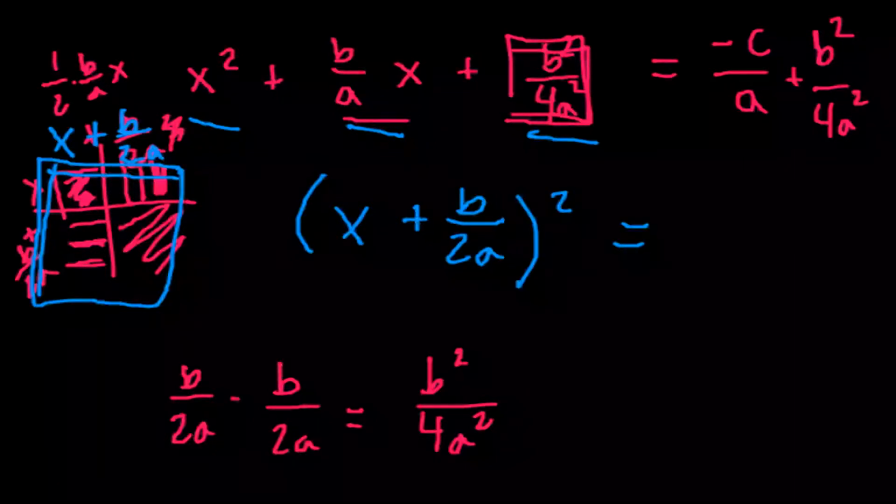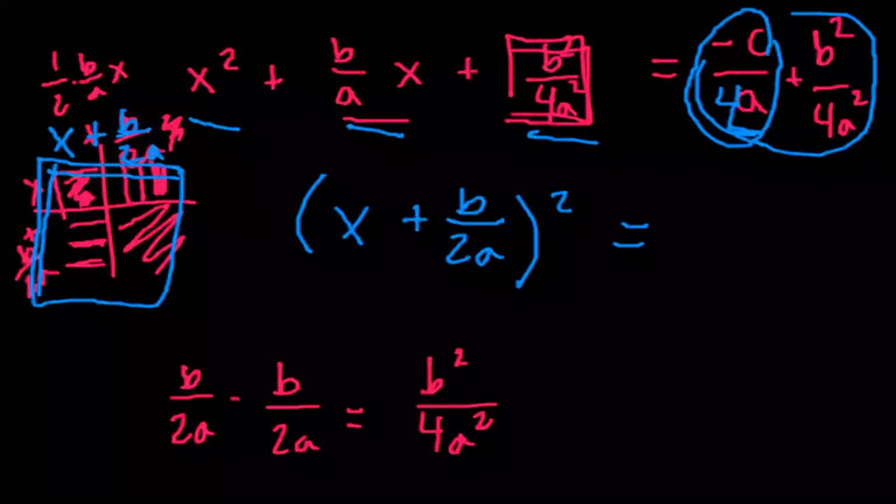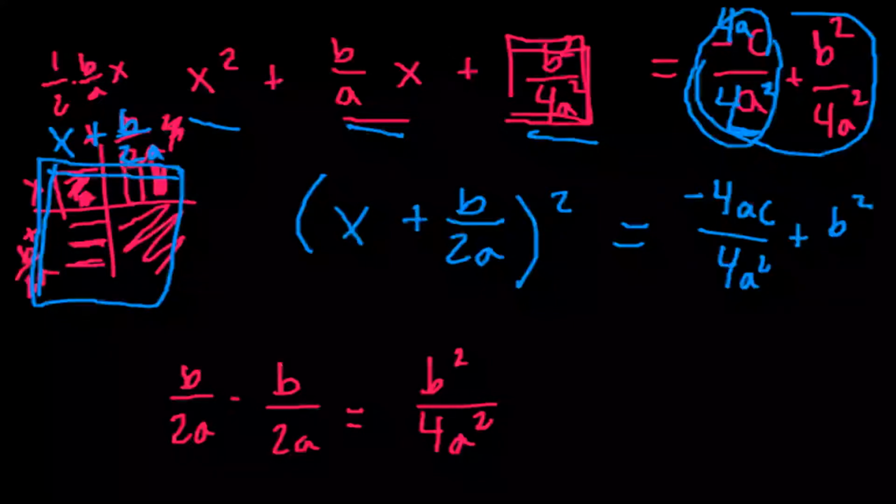And over here on the other side, I kind of want to put these together, so I'm going to give it a common denominator, which we haven't even reviewed this year, but if you recall, whenever you want a common denominator when you're adding fractions, you just have to multiply the top and bottom by whatever's missing. So I'm going to change this into a fraction that has 4a squared in the denominator, which means I have to put 4 up here and an extra a. So it's negative 4ac over 4a squared plus b squared over 4a squared.